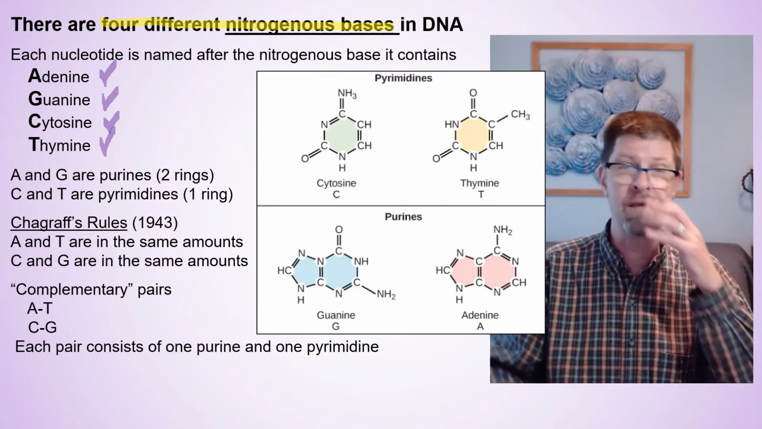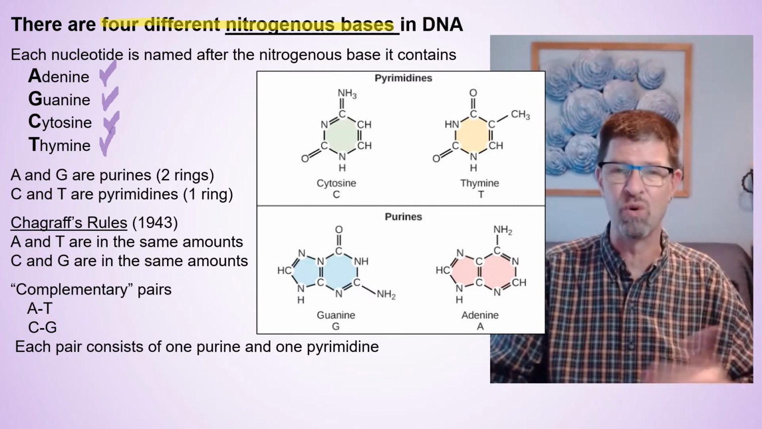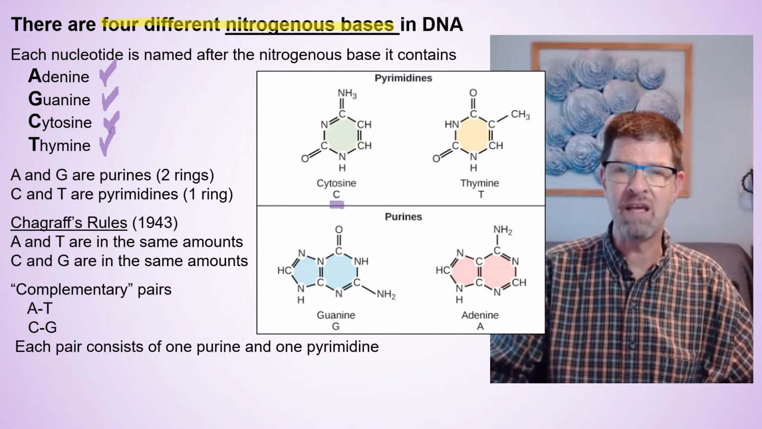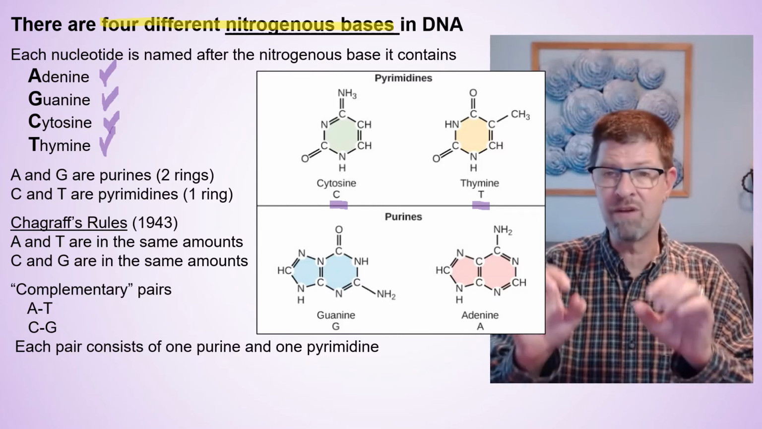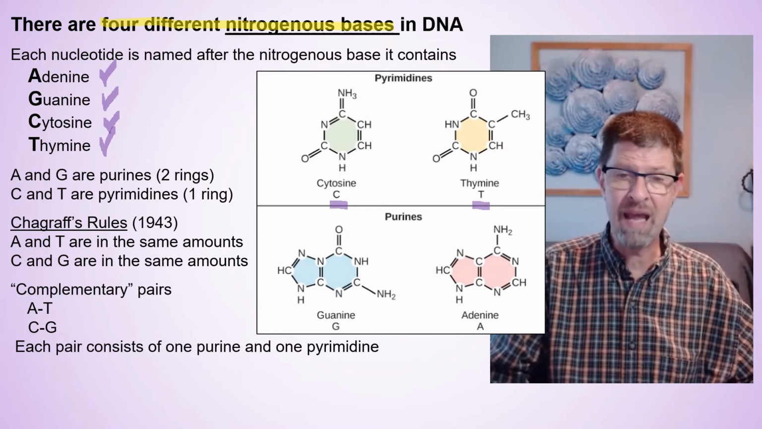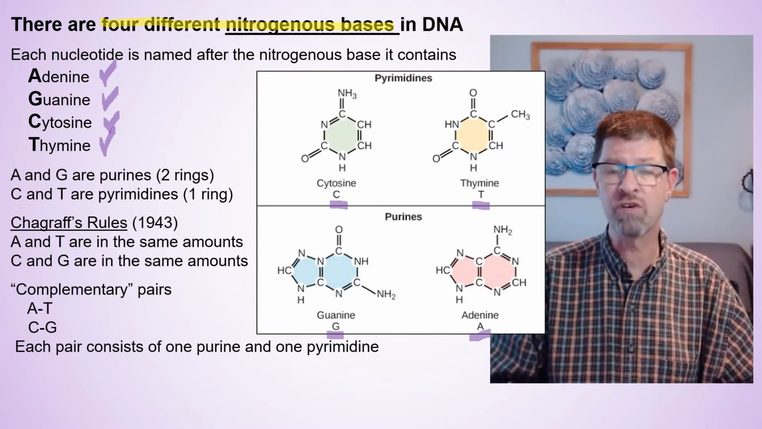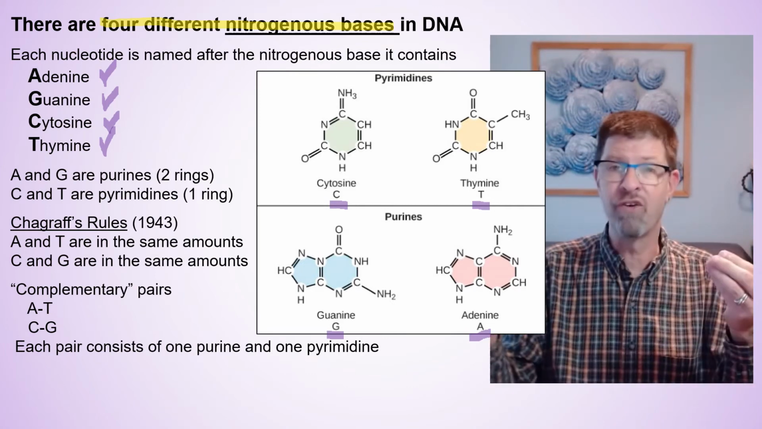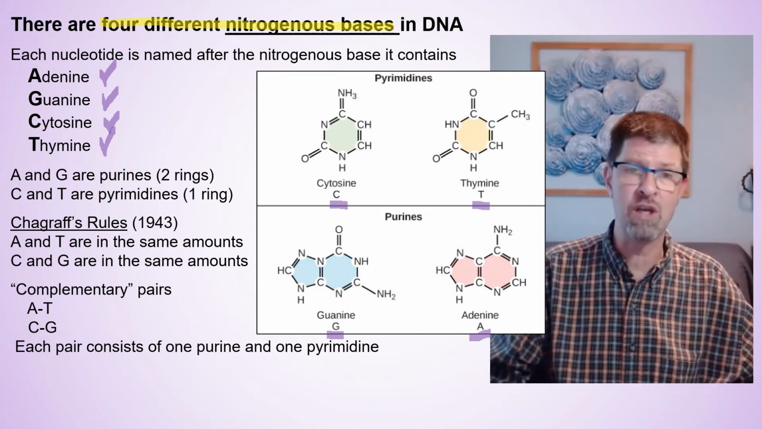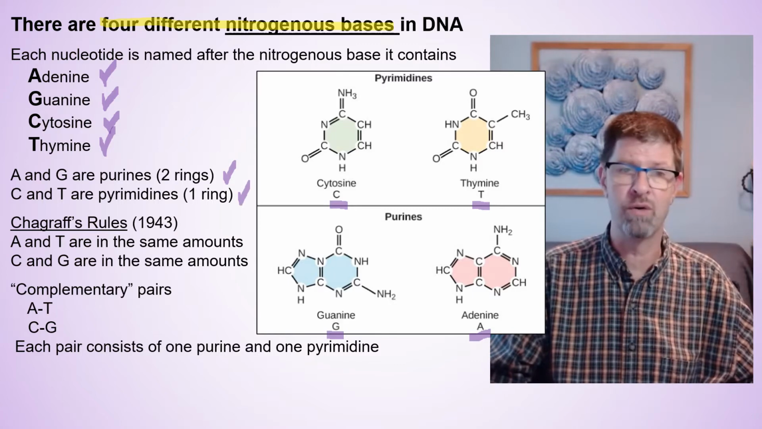One of the things that we notice when we look at these structures is that they come in 2 groups. C and T are molecules that we call pyrimidines, and the thing that makes them different is they only have 1 ring in the organic structure. G and A are a little bit bigger. They have 2 rings, and those are called purines. This is how I remember it: the shorter word refers to the bigger molecule. So A and G are purines, they have 2 rings, and C and T are pyrimidines, they have 1 ring.